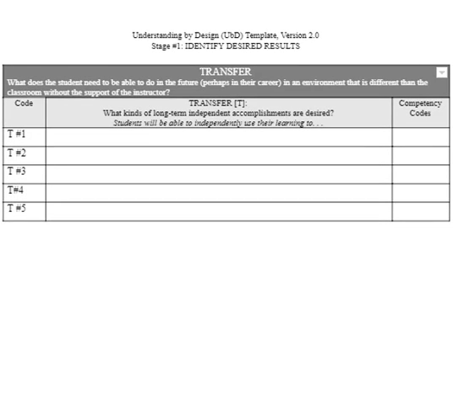The next step is transfer, and these are things you'd like the students to be able to do independently, either outside the classroom environment, for example, in a real-world situation, or at least in a situation that is different than how it was taught in the classroom. Also, be sure to include the competency codes off to the right in the transfer section.